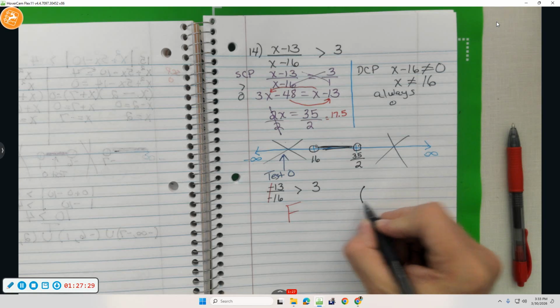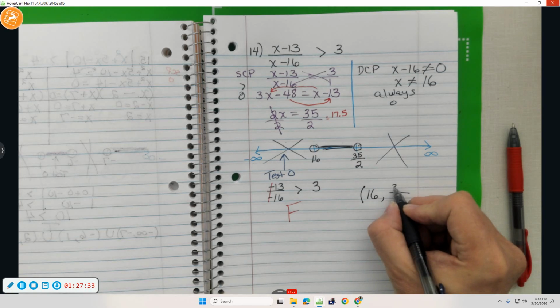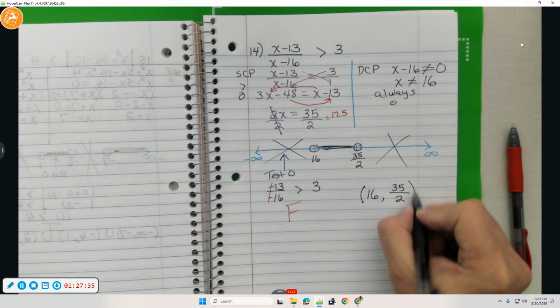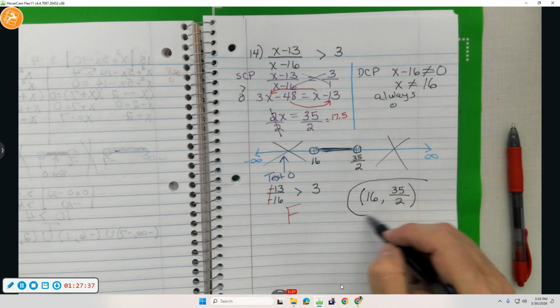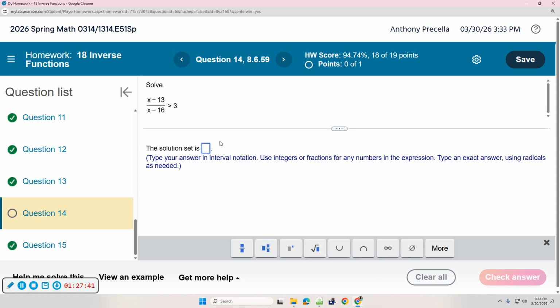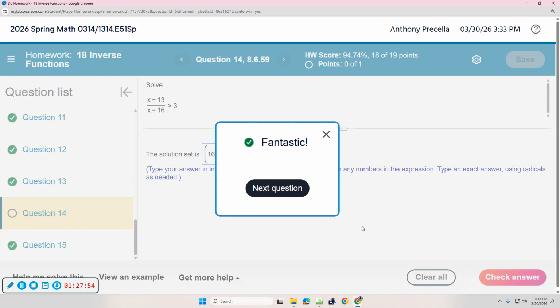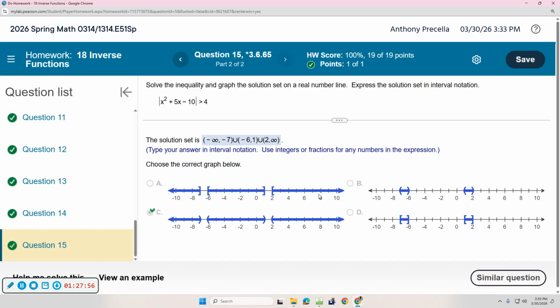So parentheses, 16, comma, 35 over 2. Get out of that denominator before you close your parentheses. And I think we've done everything.